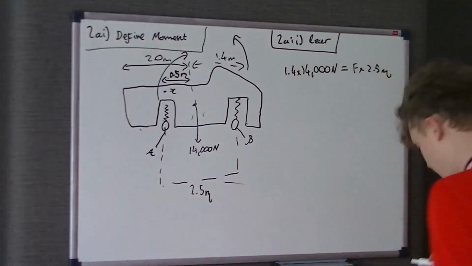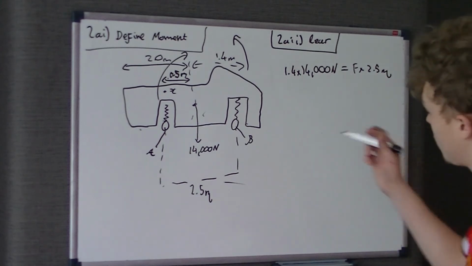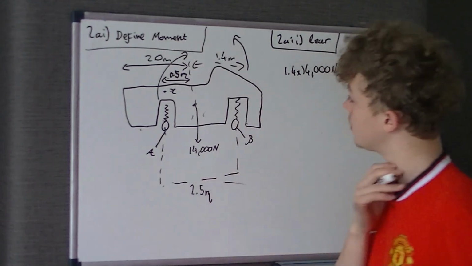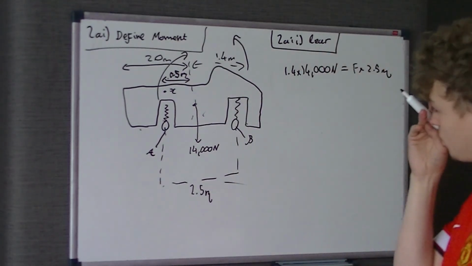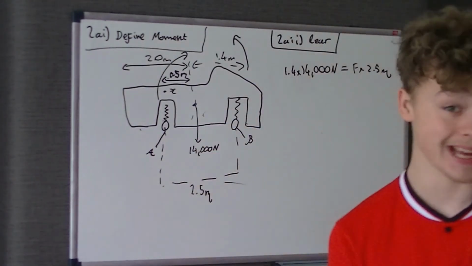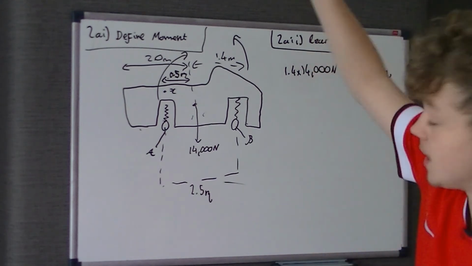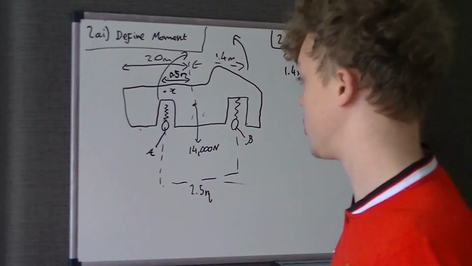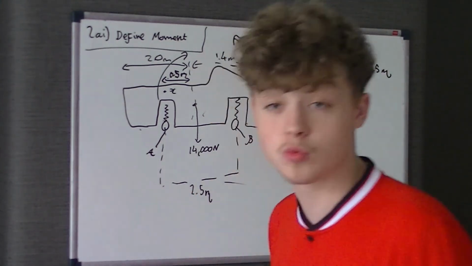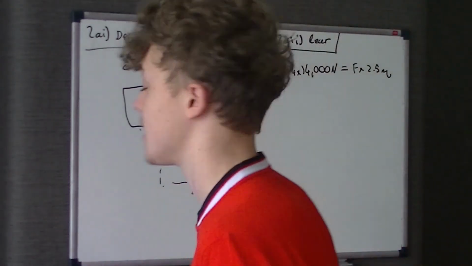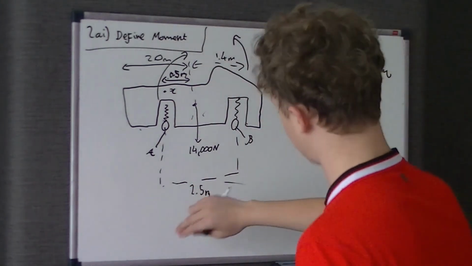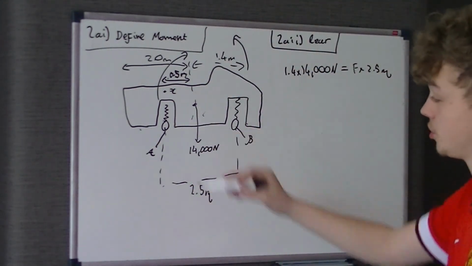So, why have we done that? Well, 1.4 times 14,000 is the anti-clockwise moment. But now we need to work out the force at A, the rear spring. If B is turning it anti-clockwise, A must be turning it clockwise. Now, the distance between A and B is not 0.5 meters, because we're taking the moments about B, not the centre of mass of the truck. So that's why we're using 2.5 meters. And F is just the force at A.